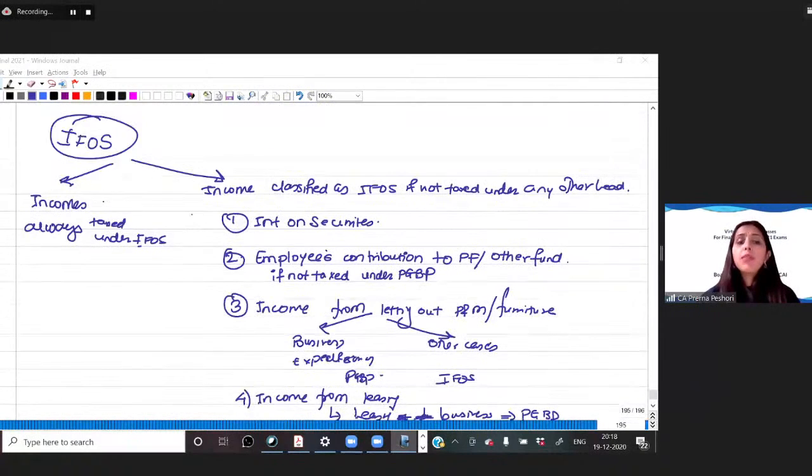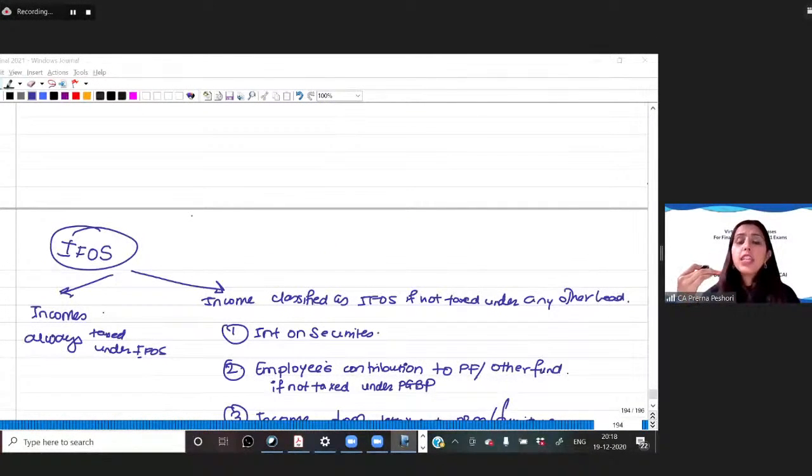Now, this is something which I said: income is classified as EFOS if it is not being taxed under any other head. We saw that if it is taxed under any other head, it will not come under EFOS. It will only come under EFOS if it is not taxed under any other head. Now, there are some incomes which are always taxed in EFOS, irrespective of anything. Which are those incomes?